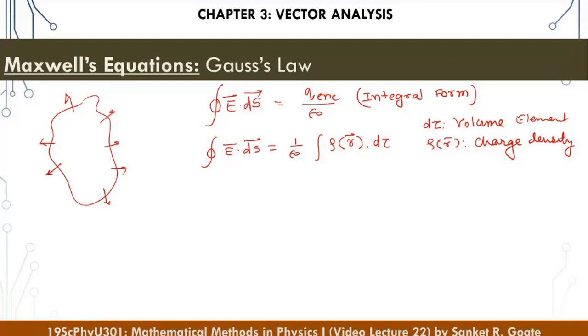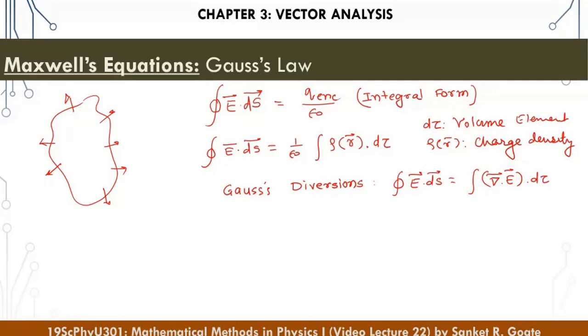Now let me use Gauss's divergence theorem. What is Gauss's divergence theorem? By using it, you can convert surface integrals to volume integrals, and therefore this E dot dS, which is a surface integral, can be written as del dot E integrated over the volume, right?